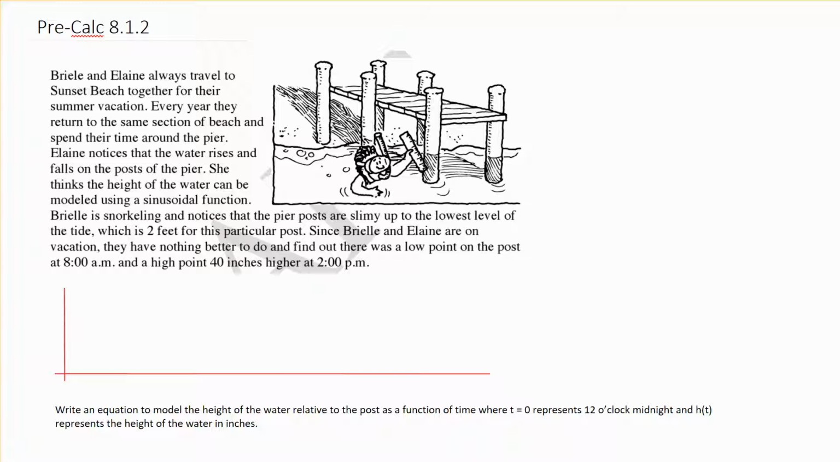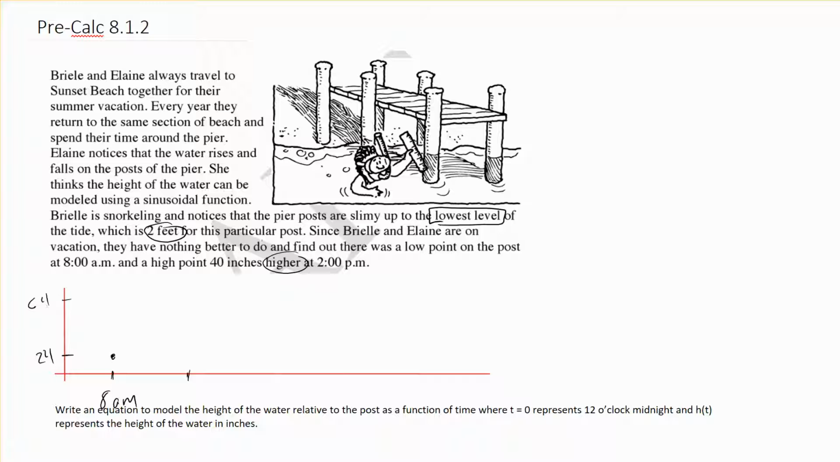So as we read the problem, the lowest level of the water is 2 feet. So I'm going to put something at 2 feet. And then at 8 a.m., there is a low point at 2 feet. And actually the next one's in inches, so I might go back to my 2 feet and call that 24 inches. And then at 2 p.m., there is a high 40 inches higher. So I'm going to call that 64.